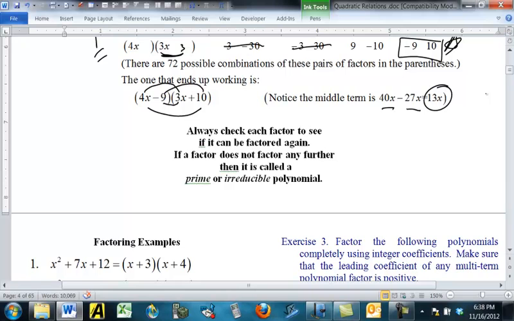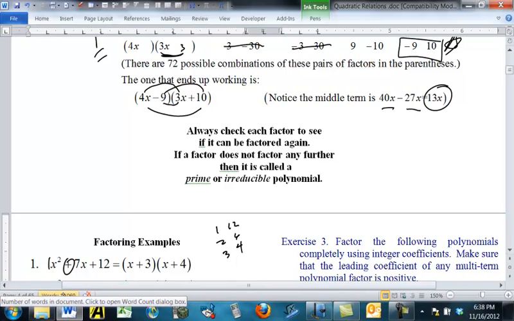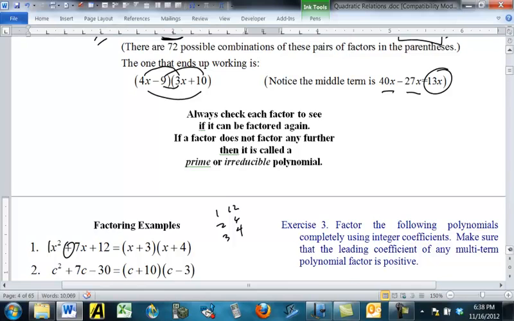So let's look at some examples. X squared plus 7x plus 12. It's in decreasing order. There's no common factor. X squared at the first, just a 1 there, so it's got to be 1x and 1x for the first. The last could be 1 and 12, 2 and 6, 3 and 4. The signs have to both be positive or both negative. Middle term's positive, so they're both positive. And we need something that's going to add up to 7. 3 and 4 is going to be the one that works.